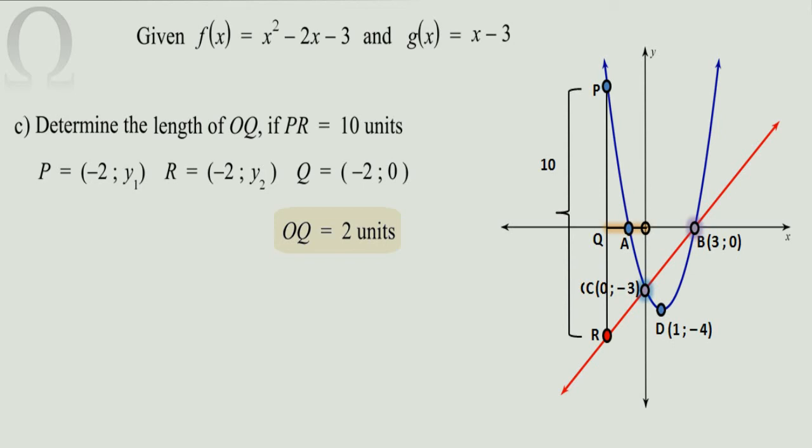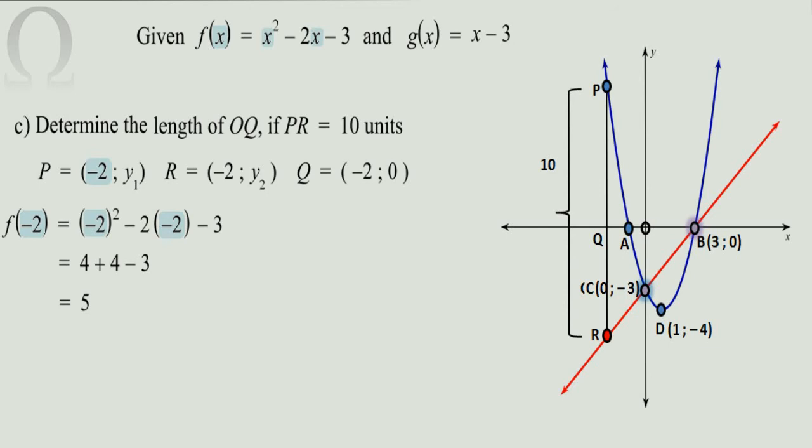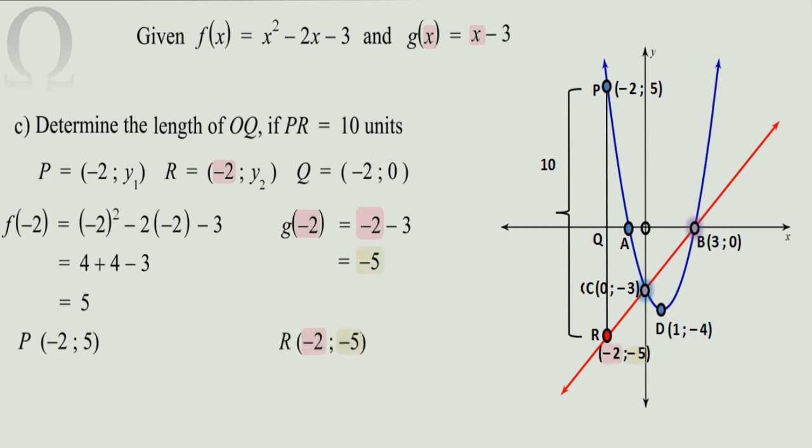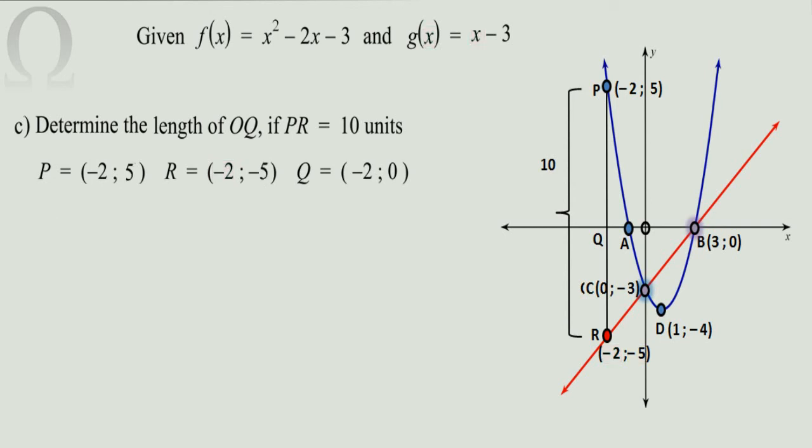We can verify that our solution is correct by determining the y-coordinate of points P and R. Substituting x = -2 into f(x), we get a y-coordinate of 5 for point P. P is therefore the point (-2; 5). And substituting x = -2 into g(x), we get a y-coordinate of -5 for point R. R is therefore the point (-2; -5). The length of PR equals the length of PQ plus the length of QR. PQ equals 5 units, and QR equals 5 units. Therefore, PR equals 10 units, which is what we were given, therefore the solution is correct.